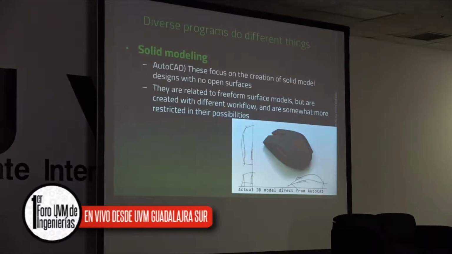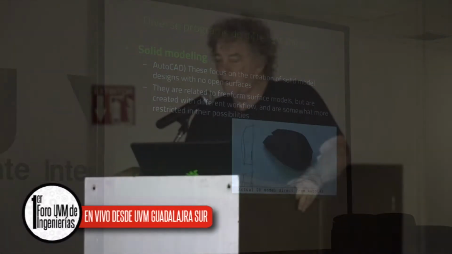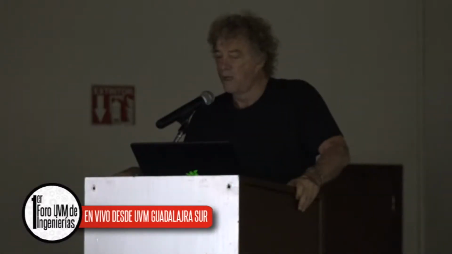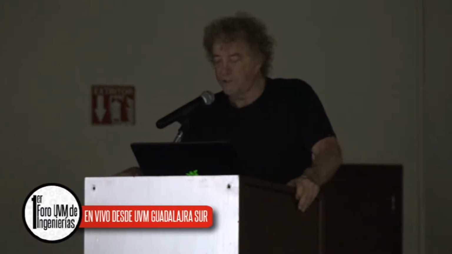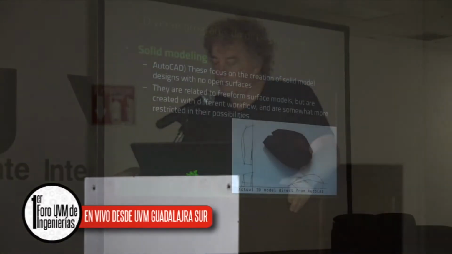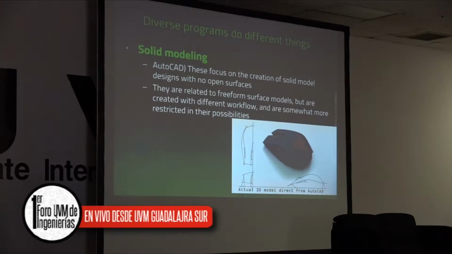Okay, now this is solid modeling, which I think a lot of engineers are more comfortable with, like AutoCAD parametric design. These focus on the creation of solid models and open surfaces. You can see the model on the right was actually built off a 3D printer direct from the AutoCAD parametric design. And then we painted it.